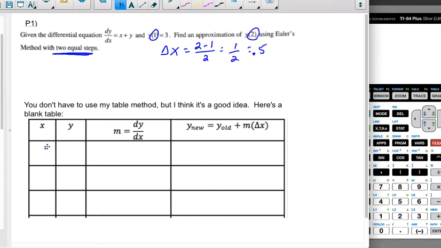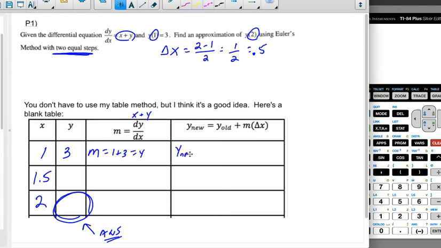So I'm starting at 1 comma 3. My step size will be 0.5, so 1.5 and then 2. This is going to be my answer, right? That's the approximation for y of 2. If I can get to that spot on the table, that's going to be my answer. So my slope is x plus y, right? So that's going to be 1 plus 3 or 4.